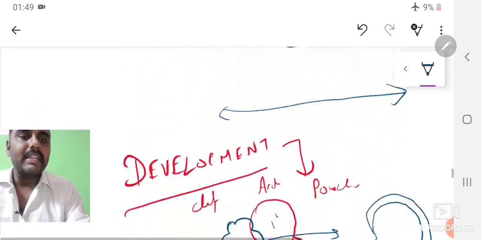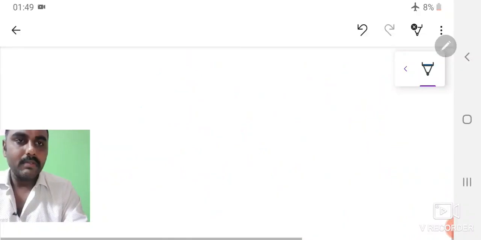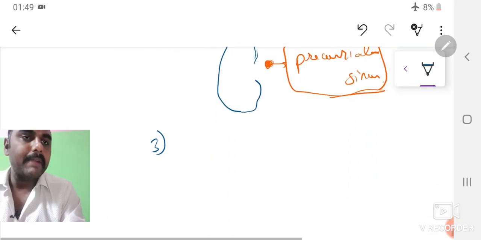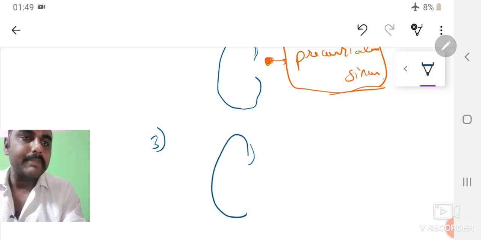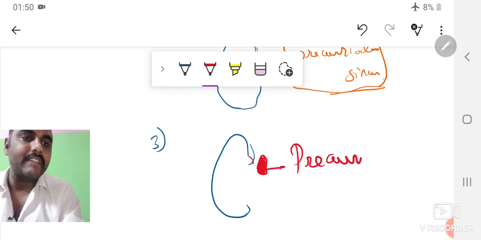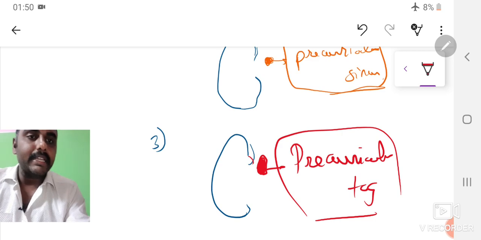And there are other developmental anomalies. Apart from the preauricular sinus, say this is the pinna, and if there is something like a tag in front of the pinna, it is called a preauricular tag. Again, it's a developmental anomaly. The treatment is excision of the preauricular tag, okay. These are developmental anomalies which I am pointing out, okay.